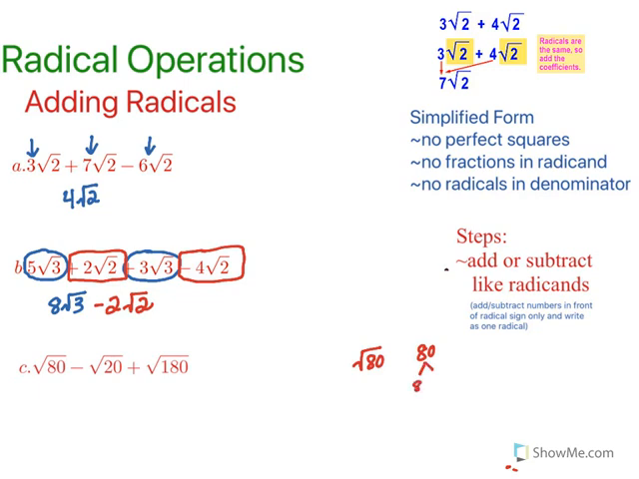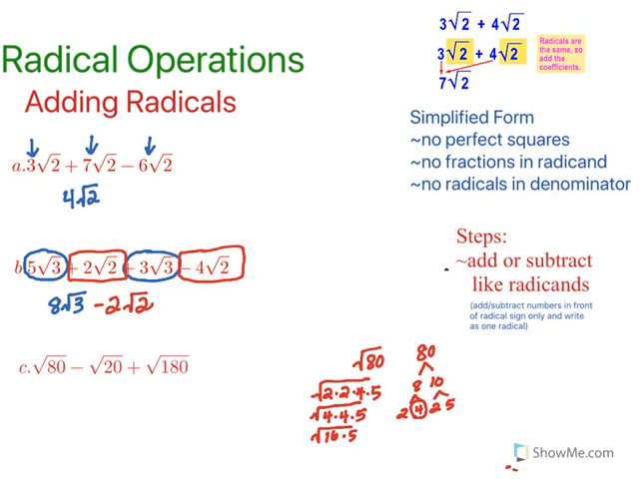So 80 breaks up into 8 and 10, 8 breaks up into 2 and 4, and 10 can break up into 2 and 5. Here we have a perfect square of 4. And the other numbers are prime. So I'm going to rewrite the square root of 80 as 2 times 2 times 4 times 5. 2 times 2 happens to give me 4, which is another perfect square. And I know that 4 times 4 gives me 16, which is also a perfect square. And this will help me with simplifying.